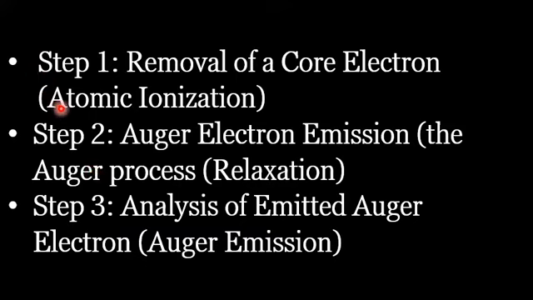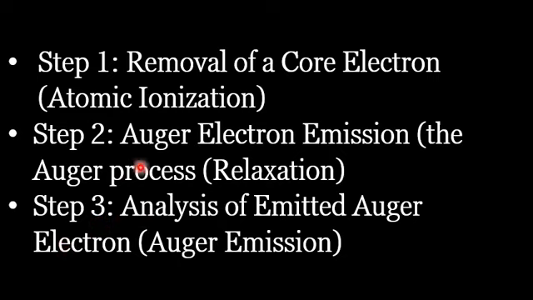The first step is known as atomic ionization. When a highly energetic beam or stream of electrons interacts with a core K shell electron, it emits the electron, which results in atomic ionization and destabilization of the structure. The second step of Auger electron spectroscopy is relaxation. A higher energy electron jumps into a lower energy level and results in emission of characteristic X-rays. And the third step is the analysis of the Auger electron.